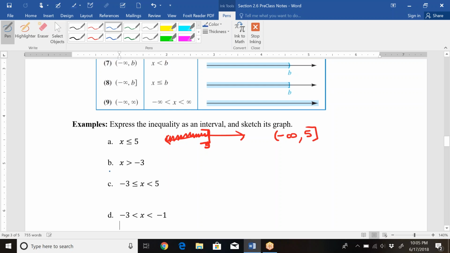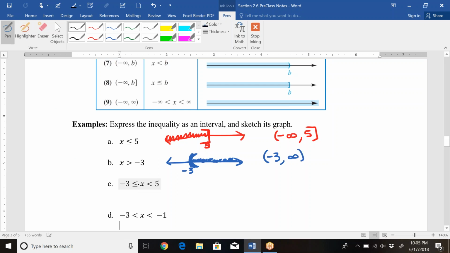Okay, let's look at the next one. x is greater than negative 3. So imagine on the number line where negative 3 would be. This is not equal to, so we're going to be using a parenthesis, and x is greater than, so we're going to be shading to the right. You always try to open up your parenthesis or your bracket to the direction that you're shading. So that would be negative 3 to positive infinity.